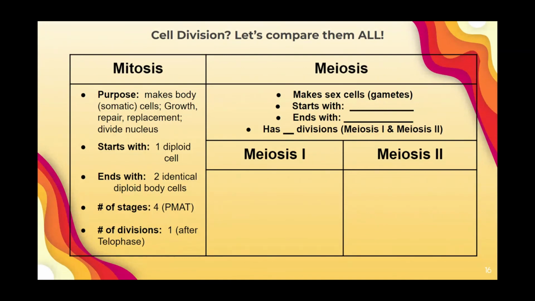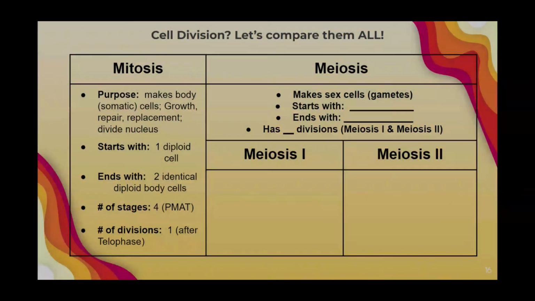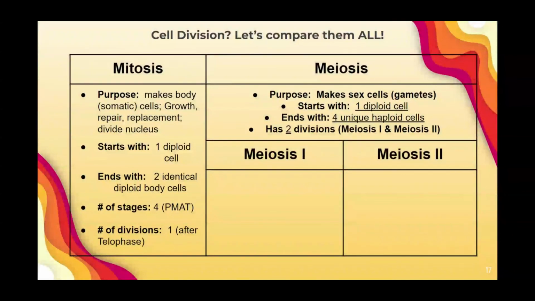Now with meiosis, we have a couple things that both meiosis 1 and meiosis 2, just in general, we'll just summarize. First thing is that meiosis makes sex cells. That's the purpose of it. It starts with 1 diploid cell, just the same as mitosis, but this one ends with 4 unique haploid cells, or 4 unique gamete cells, or sex cells. This one has 2 divisions, one at the end of meiosis 1 and one at the end of meiosis 2.